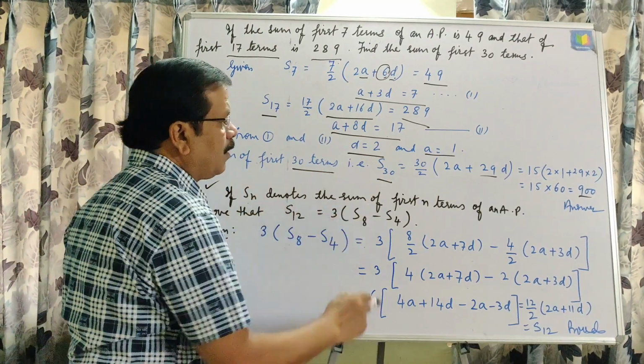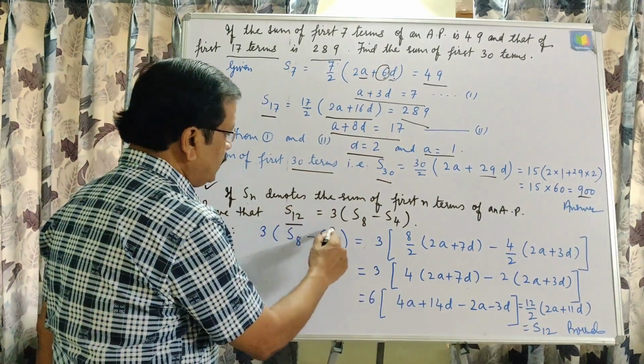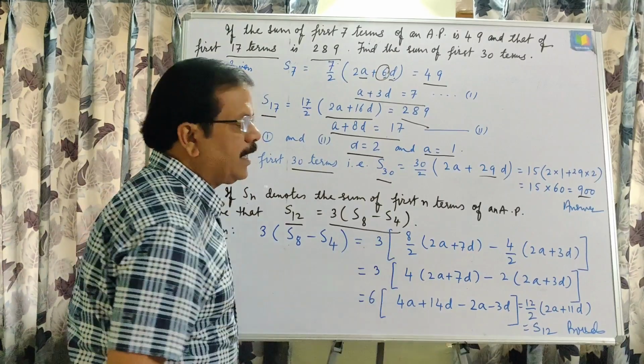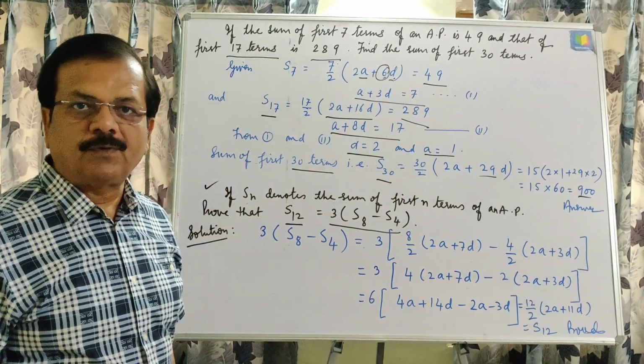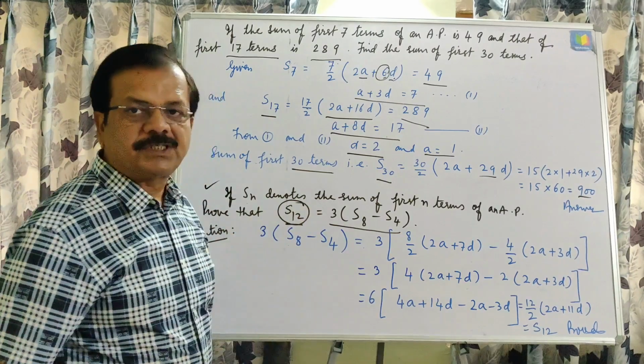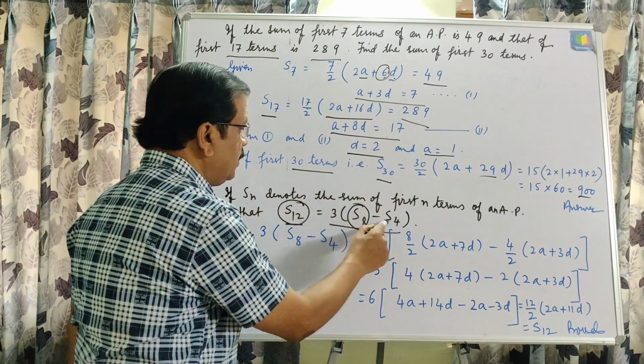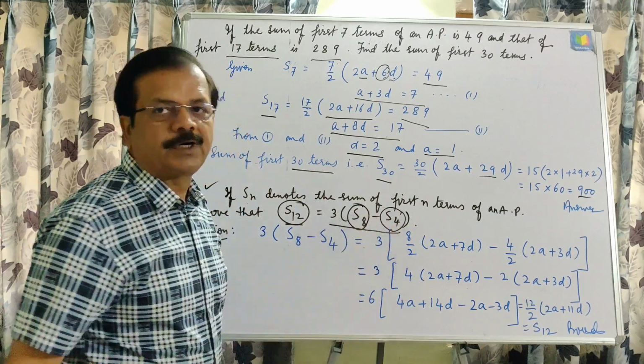And next question, this is also an important question. Sn denotes the sum of first n terms of an AP. Prove that S12 is equal to 3 within bracket S8 minus S4. As per the terms, it is clear that this is the summation of first 12 terms, this is the summation of first 8 terms, and this is the summation of first 4 terms.